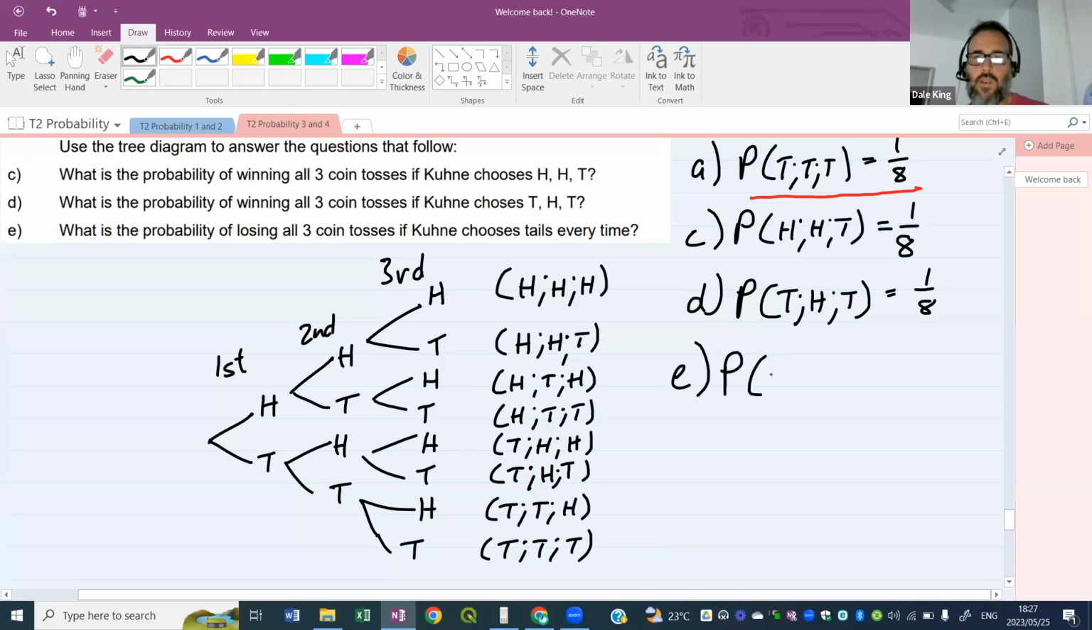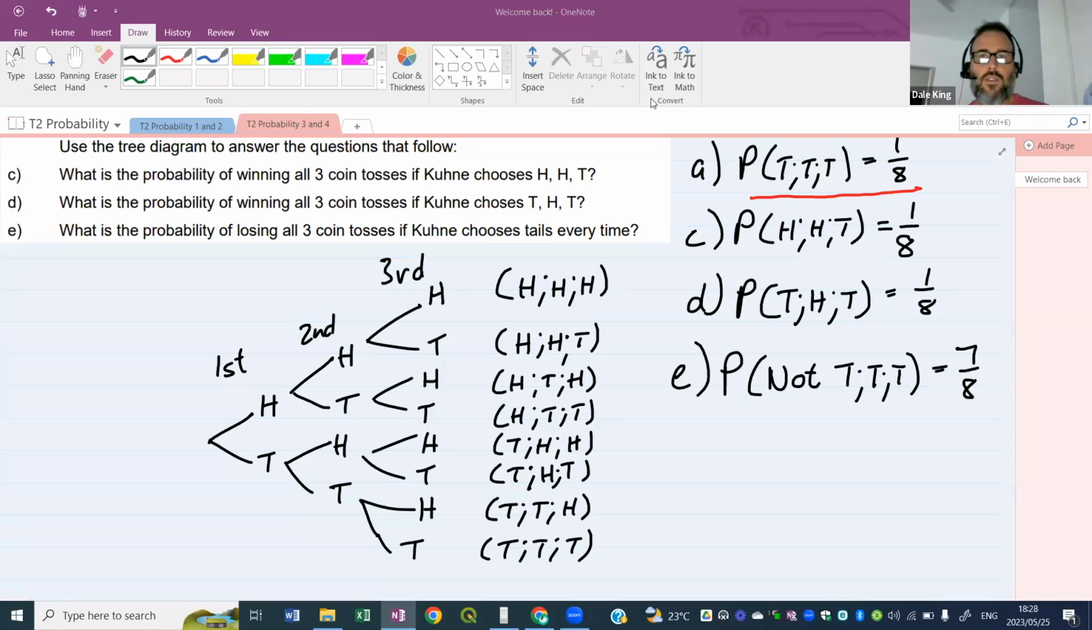Very good, Emmanuel. So if I say probability of not tails, tails, tails, there are 7 times that it wasn't tails, tails, tails. All the others, it's 7 out of 8. Thank you, Emmanuel. Thank you, sir. Well done. Good job. All right.